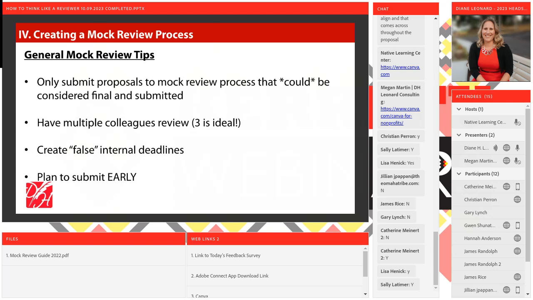Because the only way mock review can be meaningful is if what we put forward in the mock review process is a proposal that really could have been submitted. It could have gone into grants.gov. It could have gone into the state portal. It could have gone into that foundation portal, but we paused and we put it through our internal mock review process so that we could strengthen it and then still put it in the real application portal early.